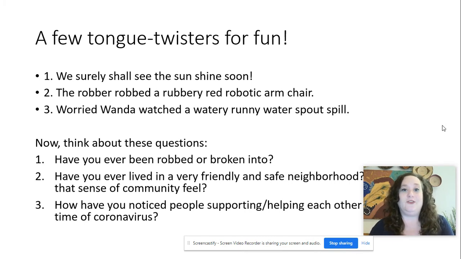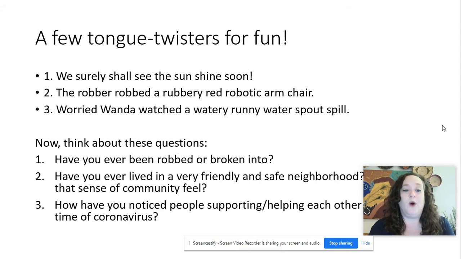So remember we mentioned about keeping a rhythm. The robber robbed a rubbery red robotic armchair. Okay, try it again to yourself. Okay, now you can pause if you like and repeat again to yourself. And let's go to number 3.